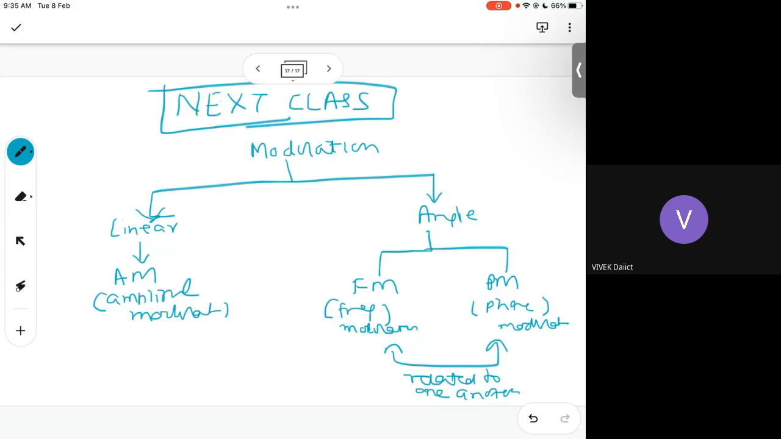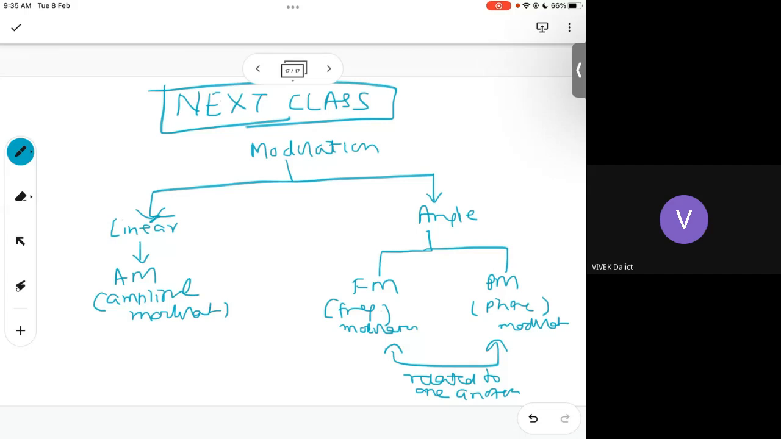Okay, at every instant. At some instant my amplitude of the message signal is very high, so my amplitude of the modulated signal also becomes very high. It becomes like a trapezoidal pattern. Okay, it follows that one.